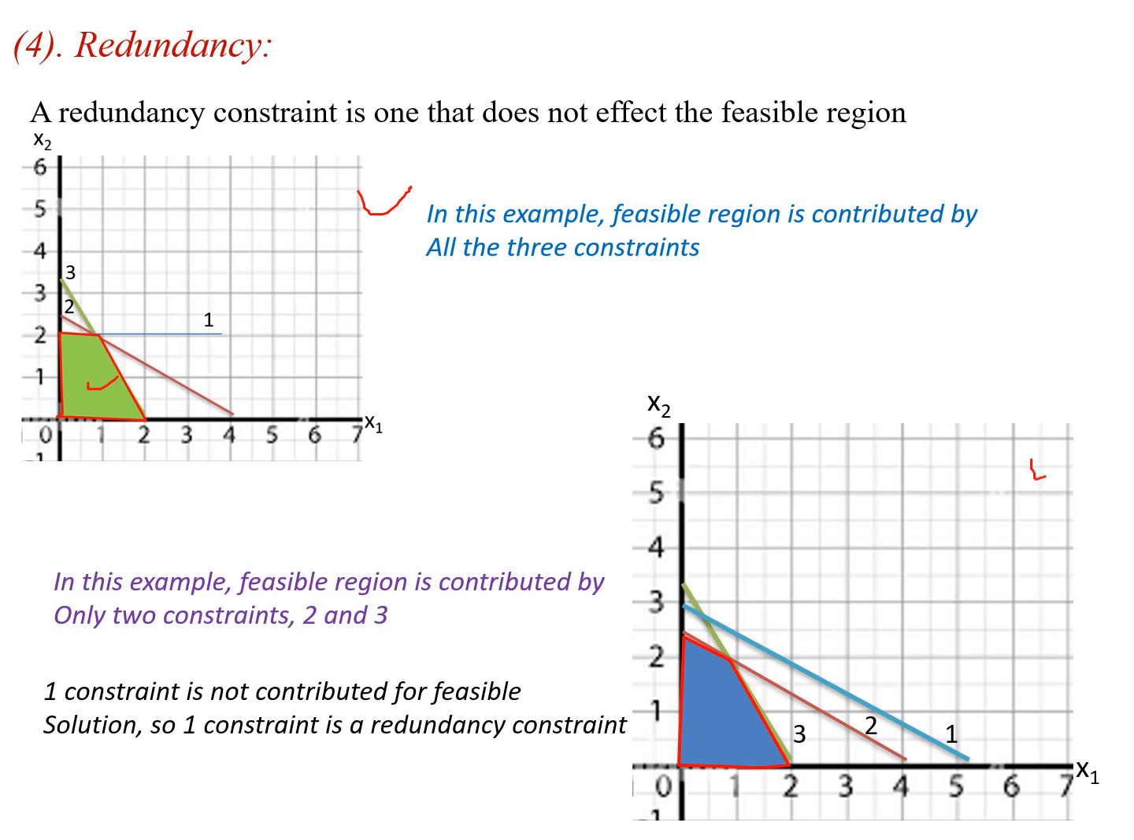Let's see the second example. In this example, this is the feasible region. In the feasible region only the second constraint and the third constraint contribute to the formation of the feasible region. The first constraint does not contribute, so we call the first constraint the redundant constraint.